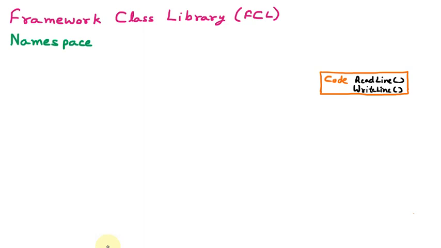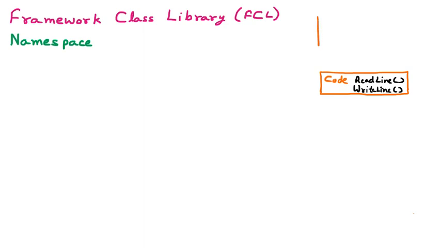The WriteLine function is the same as the function of printf. It is of C programming. So in .NET we have, let's say, ReadLine and WriteLine functions for reading and writing. Now we know that this is the code, and these functions get their power from a library, and we know that that is the Framework Class Library.